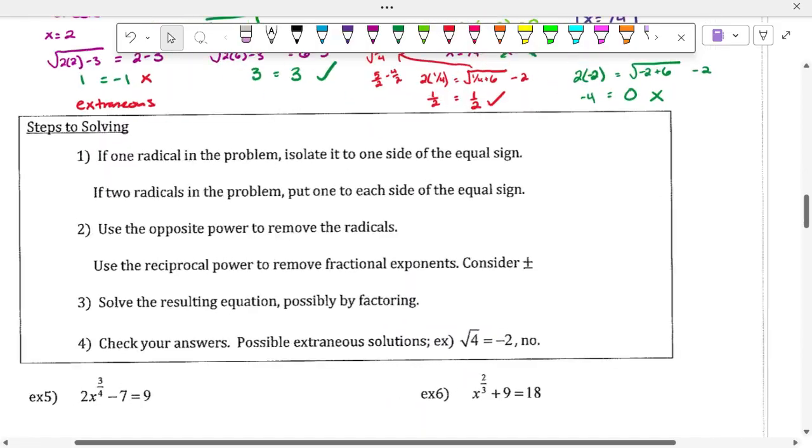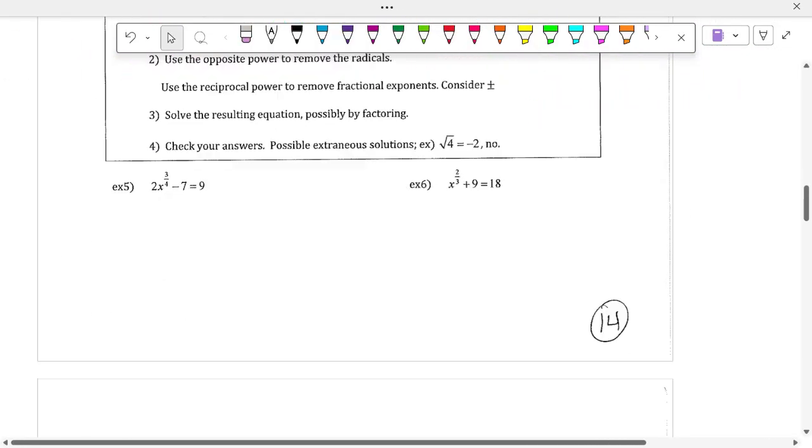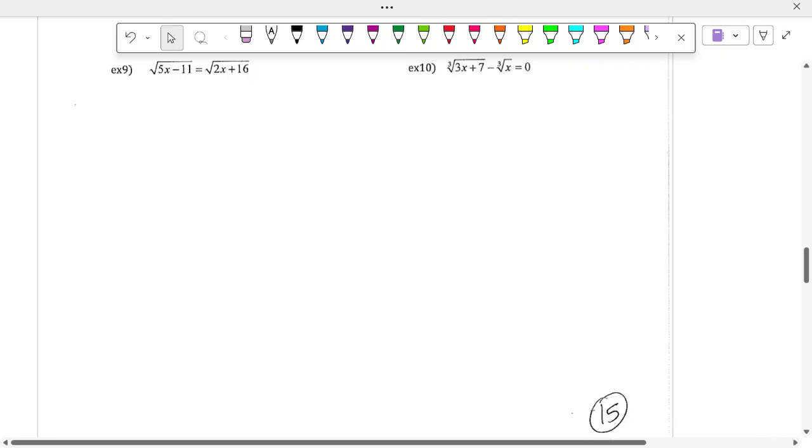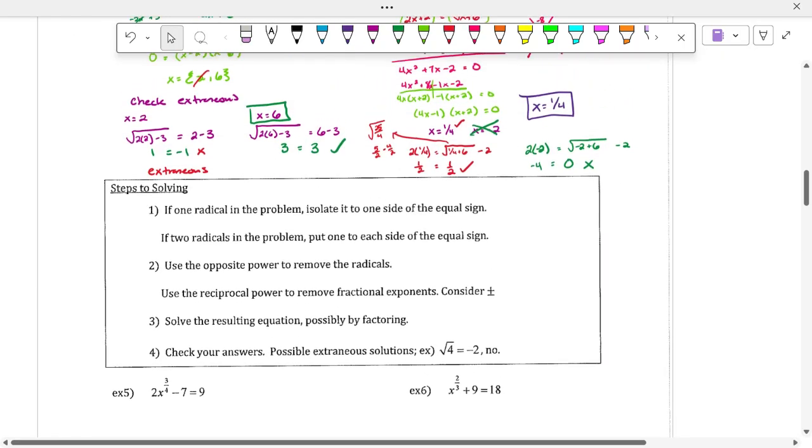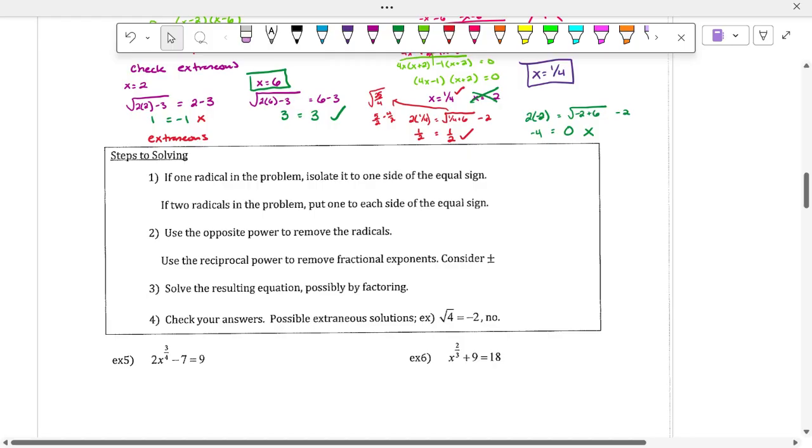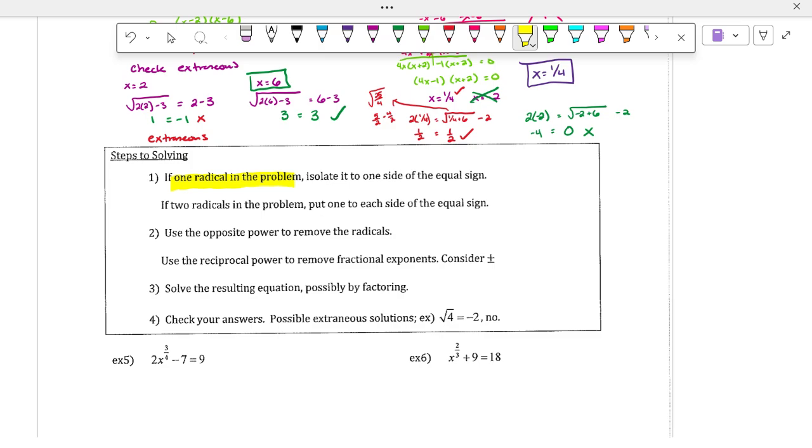All right, last little bit and then we're done. Just for some formal steps on solving: if you have one radical in the problem, isolate it to one side of the equal sign. And if you have two radicals in the problem, put one on each side. Because we will see one in just a second where you have a radical on both sides.